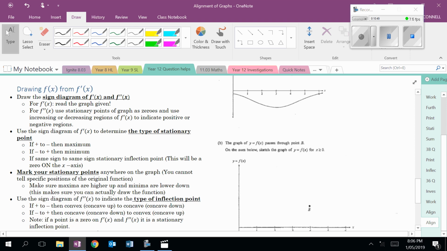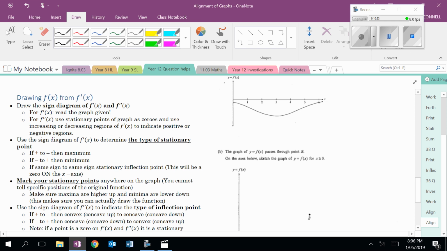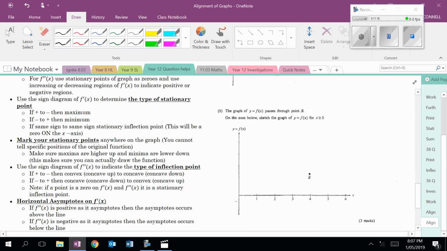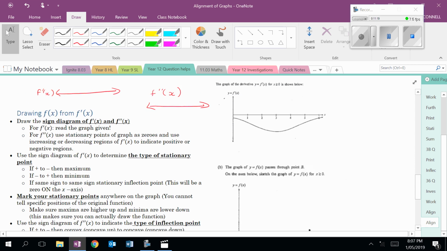Okay, now we're going back the other way. We're drawing the function from the first derivative. So this, I will be honest, this does get a little bit harder, but we really just need to keep everything in mind and follow the process. So the very first thing we're being asked to do is draw the sign diagram of the first derivative and the second derivative. Now, we're given the derivative and we're going to be asked to draw the original function. And this is going to involve some asymptotes.